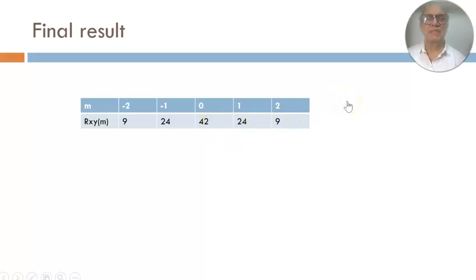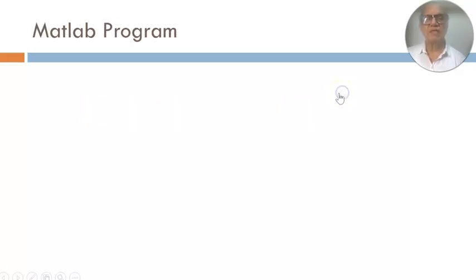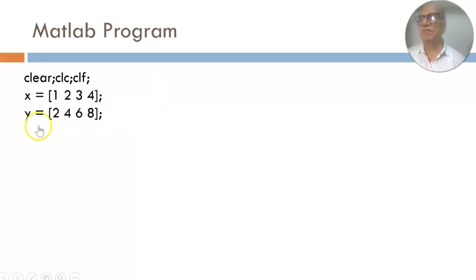Okay, let us now see how to write a MATLAB program for calculating the correlation. So this is our usual clear, clc, clf. Then we define one sequence 1, 2, 3, 4, increasing in the positive direction, all values positive. Y is 2, 4, 6, 8. So two sequences are defined.